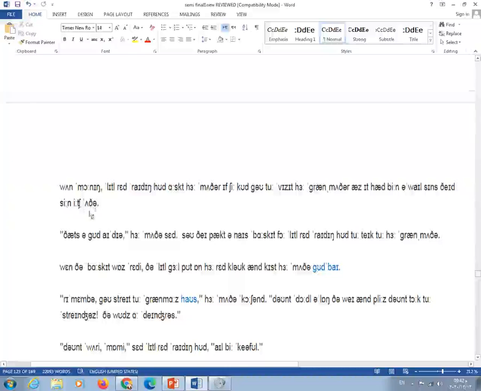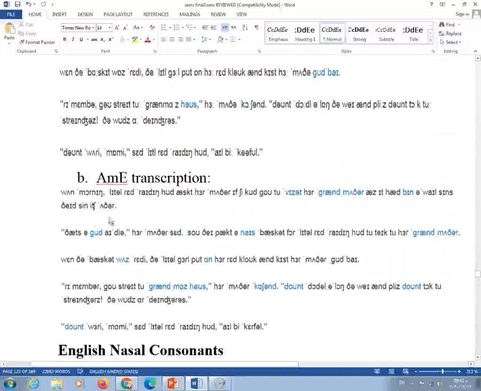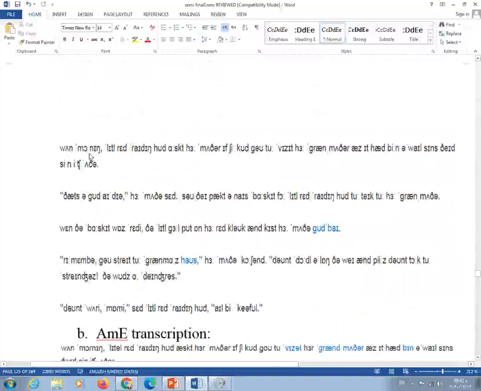Okay, so let's read again. One morning, Little Red Riding Hood asked her mother if she could go to visit her grandmother, as it had been away since they had seen each other. Okay, let's read the same sentence using American pronunciation and transcription. One morning, British is non-rhotic, meaning they don't pronounce R after vowels.